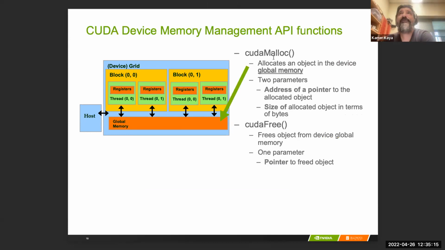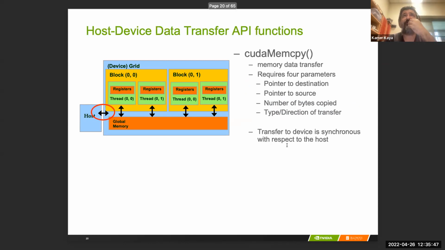Okay, so we already saw cudaMalloc. It allocates an object in the device global memory, with 2 parameters: the address of a pointer to the allocated object, and the size of the allocated object in bytes. This is input, this is output, okay? The first parameter you can consider as an output because it allocates some memory and puts the address in the first parameter. cudaFree frees an object from device global memory, with 1 parameter, the input pointer to the freed object.